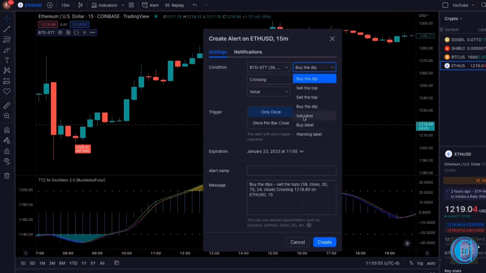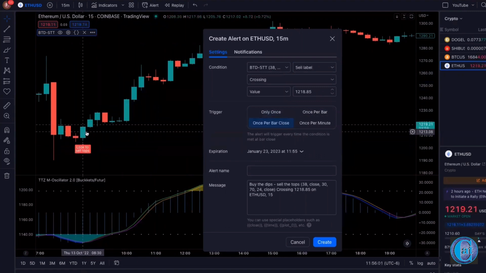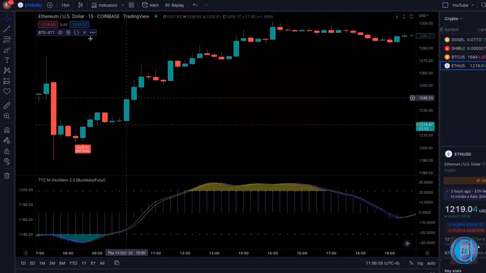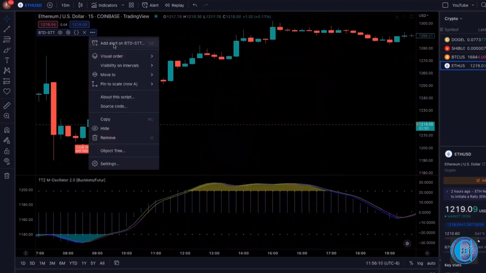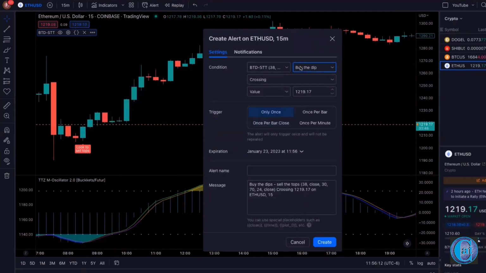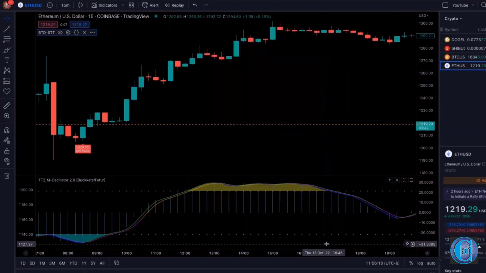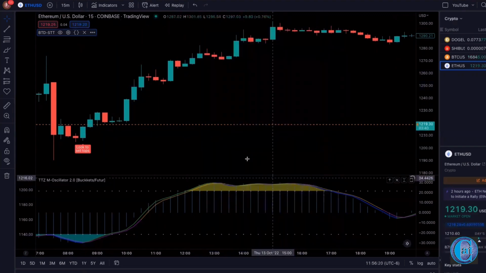So we're going to do one on the sell label, once per bar close. This way, when the bar closes with the signal, that's when you're going to get alerted. Once per bar close, click create. That's set. Then you're going to come back up here again. Make sure this is here. Now we're going to do buy label, once per bar close, and create. So now you've got your alert set.